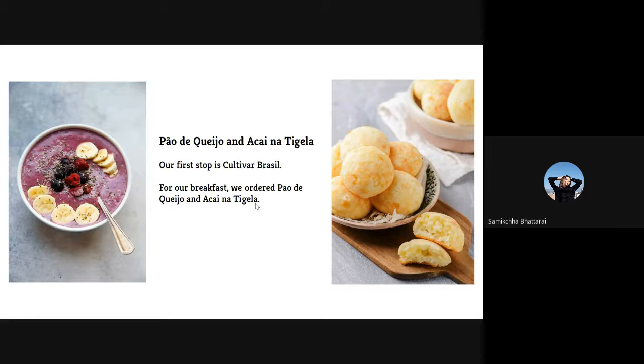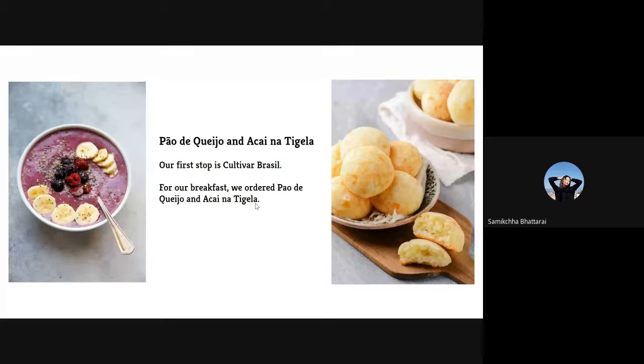So the next thing we ordered was açaí na tigela. It was a dish made with the frozen and mashed fruit of the açaí palm. It had an earthy and creamy taste. The texture was dense, but as soon as we had our breakfast, it turned out açaí na tigela was a Brazilian dessert.